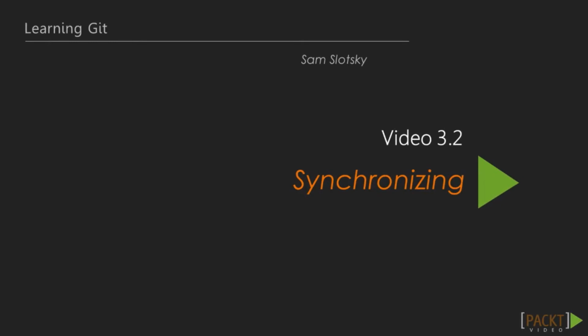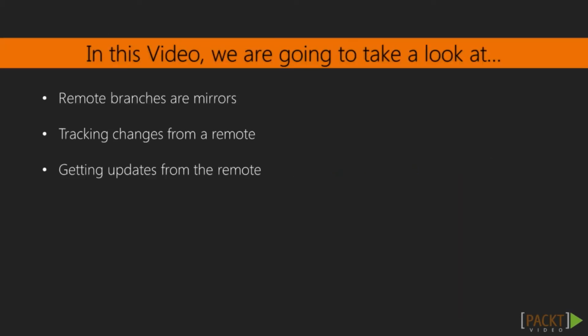Hello and welcome back. Today we'll be continuing our third section in this course where we're learning features that are useful for working in a team environment. For our second video in this section, we'll be focusing on how to stay synchronized with the rest of our team in Git's distributed work environment. We'll learn what remote branches are and how we can track their changes. Finally, we'll see how to pull down updates from remote branches.